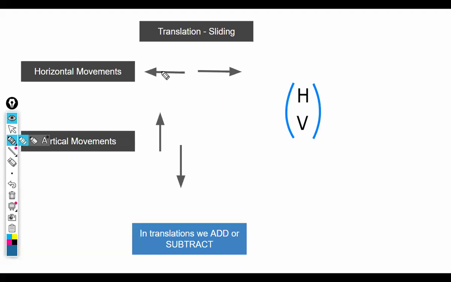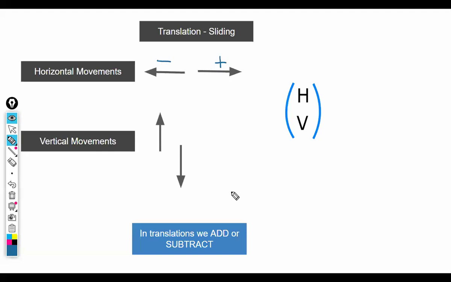Anytime you slide something to the right, it's a positive value. If you slide something horizontally left, it is a negative. So on the horizontal movement, you can either slide to the right or you can slide to the left. Right is positive, left is negative.